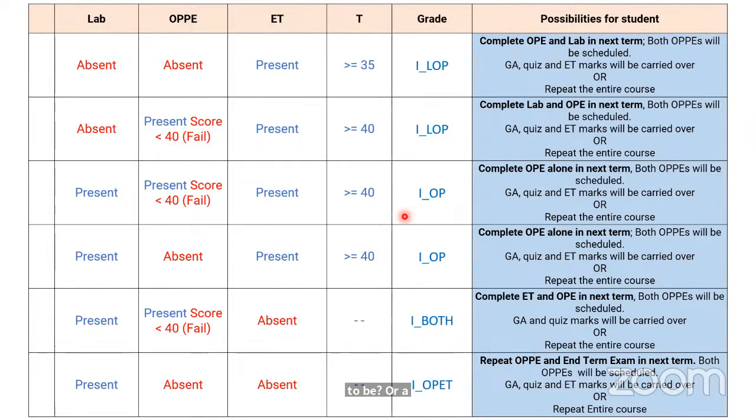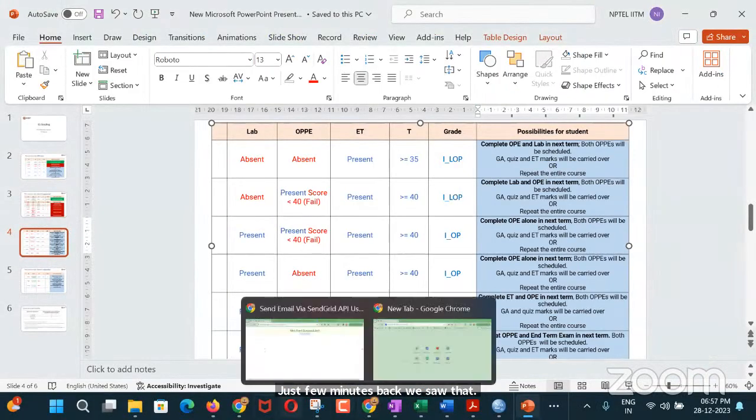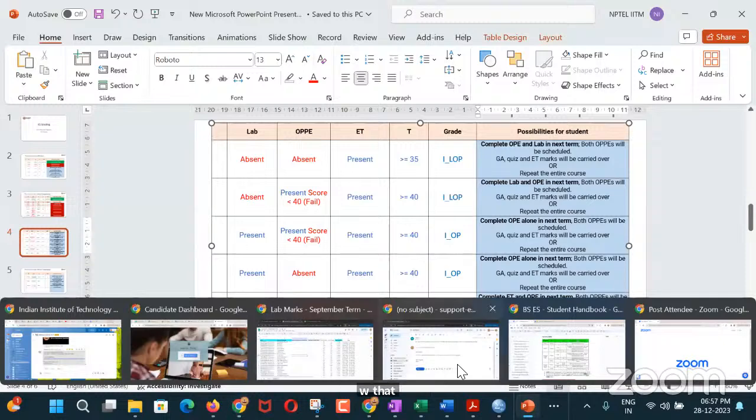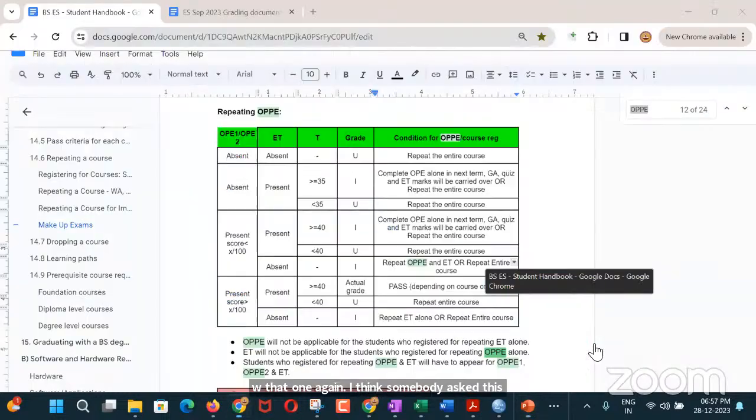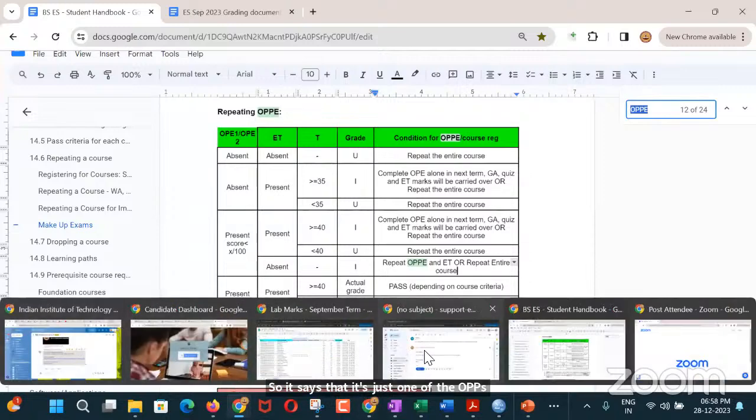If your total score is greater than 40, we have already discussed this, right? You should pass in one of the OPPEs. That is sufficient. We saw that in the grading document. Okay, it's not clear. Is it just OPPE 1 and OPPE 2 or both combined together? Okay, I'll show that once again. I think somebody asked this question a few minutes back. Only one OPPE, sir. So it says that it's just one of the OPPEs. You have to pass only one OPPE.